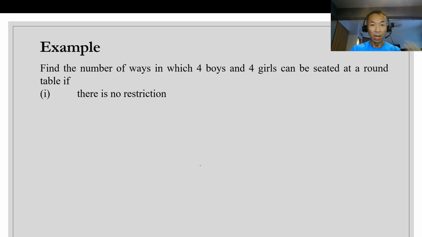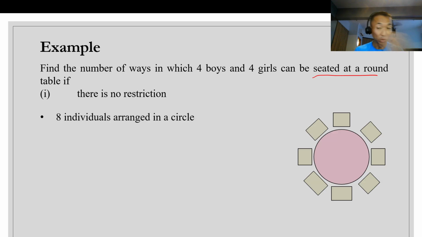This is a problem of seating people at a round table. You have 4 boys and 4 girls. Now there are no restrictions, meaning the 4 boys and 4 girls can sit anywhere, so basically you are seating 8 people at a round table. So no restrictions. I think it's not difficult. Basically 8 individuals at a round table.